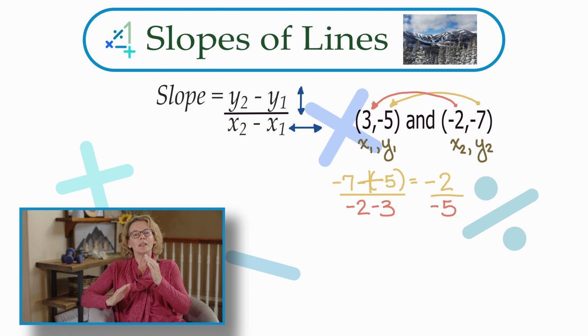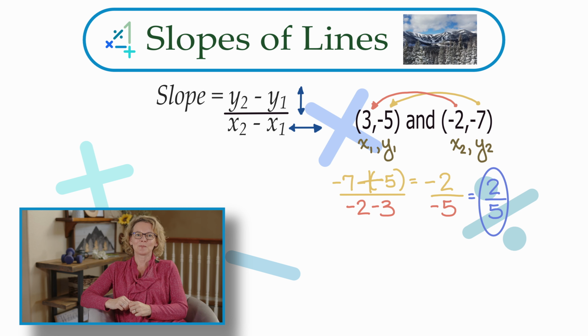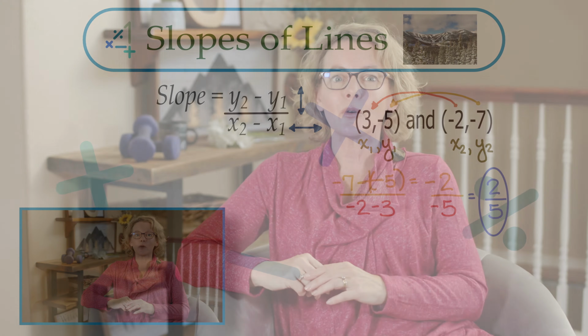To simplify, negative 2 over negative 5 cannot be reduced, but you must know that a negative divided by a negative flips it to be a positive. So we need to write the answer as 2/5, 2 over 5. Great job. I hope you were able to follow that along pretty well.